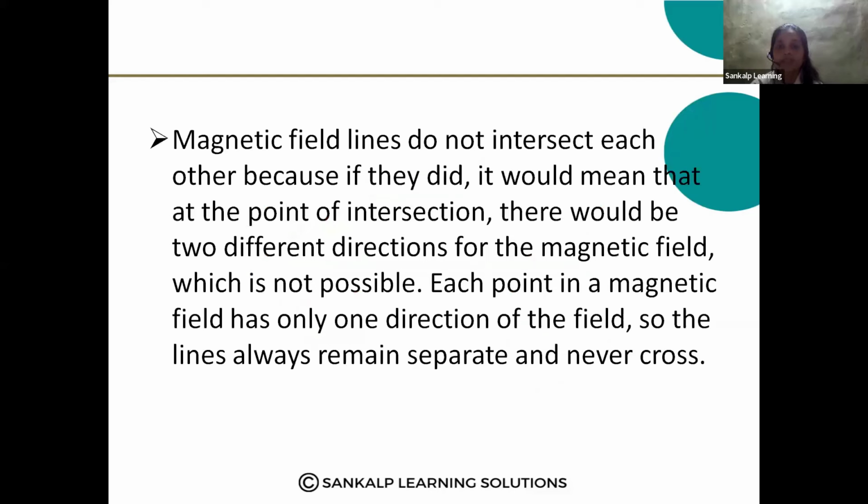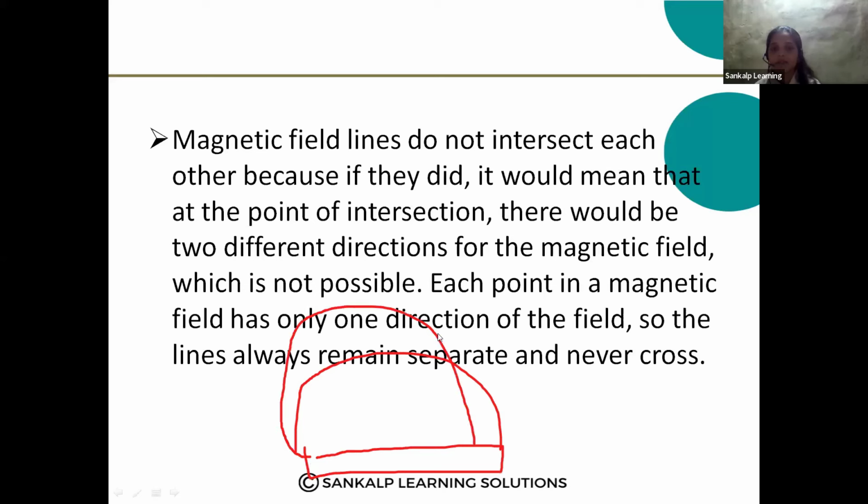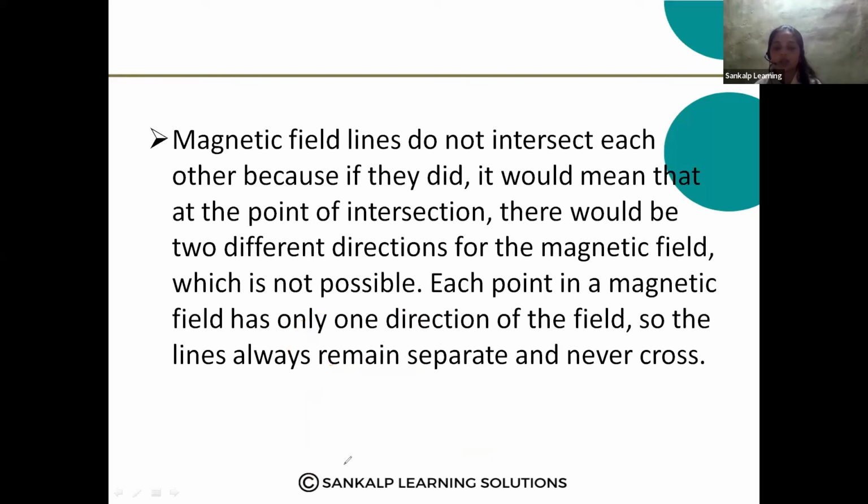Magnetic field lines do not intersect each other, because if they did, it would mean that at the point of intersection there would be two different directions for the magnetic field. That means one of the lines does not belong to this magnetic field; it belongs to another magnetic field, which is not possible. Each point in the magnetic field has only one direction of the field, so the lines never intersect each other.